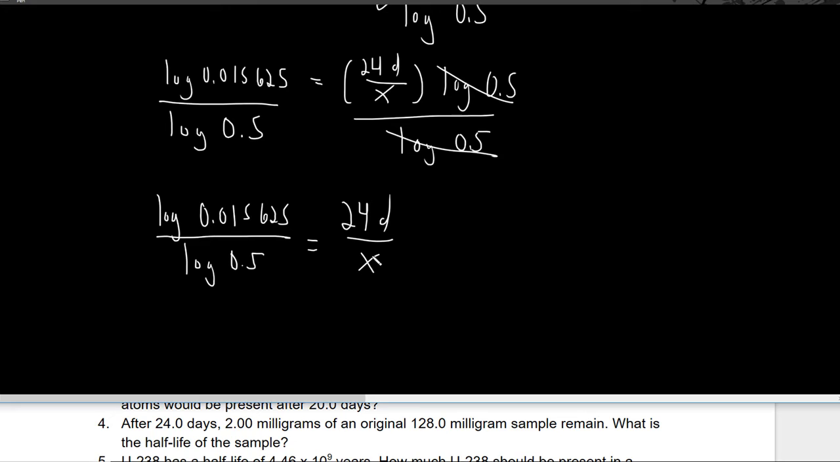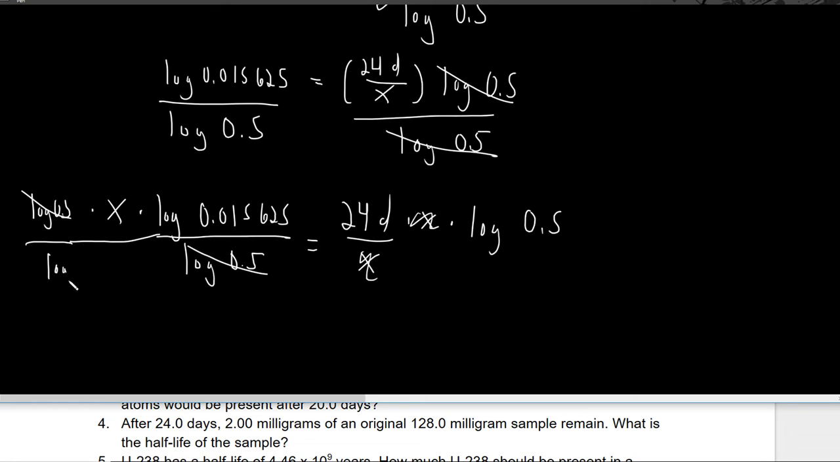Essentially at this point, you could multiply both sides by x. Essentially, you're just going to cross multiply to get this thing solved. The x's cancel out, and then we can also multiply both sides by the log of 0.5. That cancels that. And now I can divide both sides by the log of 0.015625. This is being divided by the log. And this is just algebra at this point.